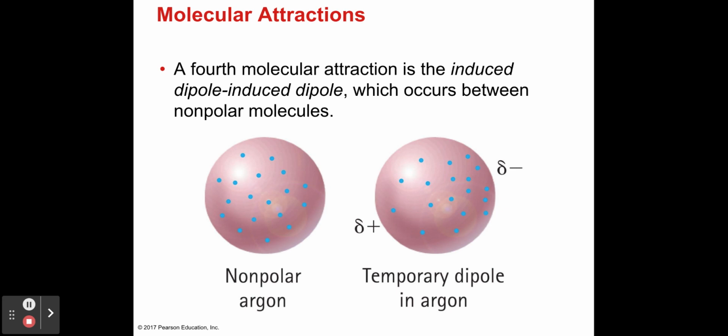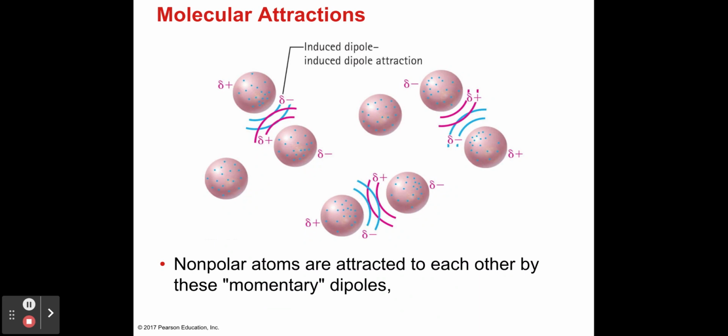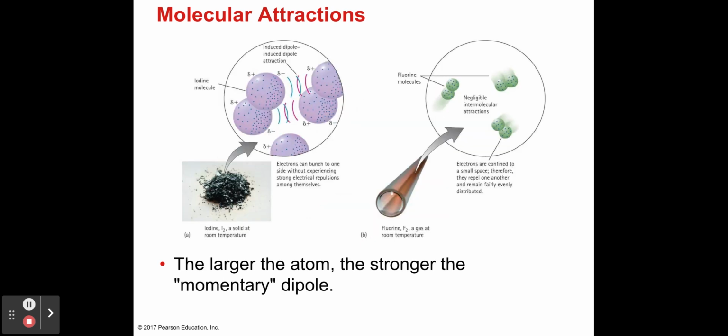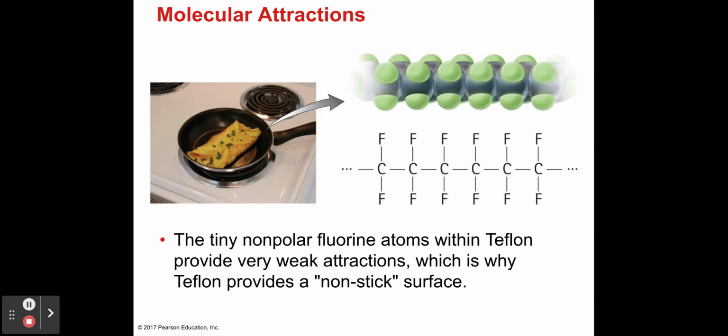Okay. Now, you have a fourth molecular attraction, the induced dipole, which occurs between non-polar molecules. So an induced dipole is a dipole that is created temporarily. And so non-polar atoms are attracted to each other by these momentary dipoles. The larger the atoms, the stronger the momentary dipole. The tiny polar fluorine atoms within Teflon provide very weak attraction, which is why Teflon provides a non-sticky surface.